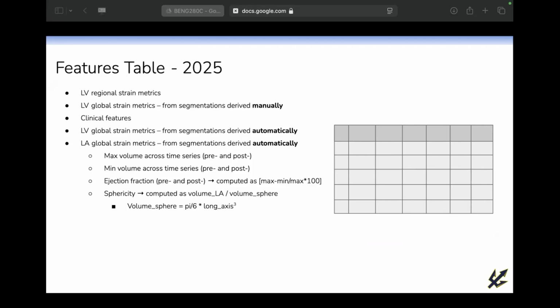These included the maximum and minimum volumes across the time series, almost as proxies for end diastolic volume and end systolic volume for the left ventricle. I also included the left atrium ejection fraction from these values and then the sphericity. So to calculate the sphericity, I divided the actual volume of the left atrium by its theoretical volume had it been a perfect sphere, which is calculated as pi over 6 times its longest axis cubed.